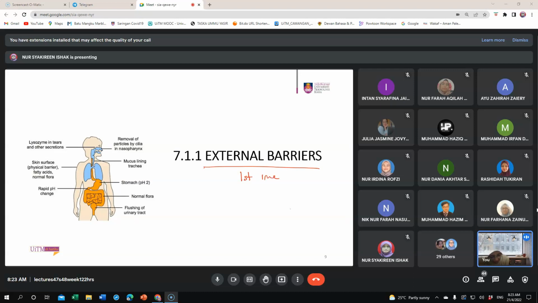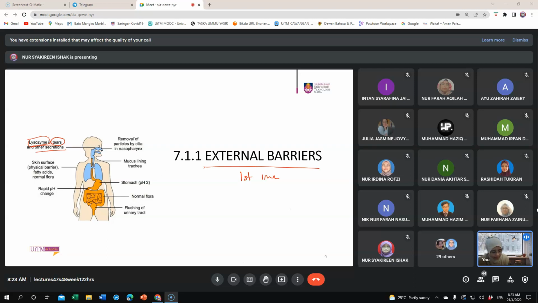For example, you have here lysozyme. Just now I gave the example of tears. So in the tears it contains lysozyme, that will degrade the pathogen that tries to enter. And you have other secretions also that serve to protect against the entrance of the pathogen.